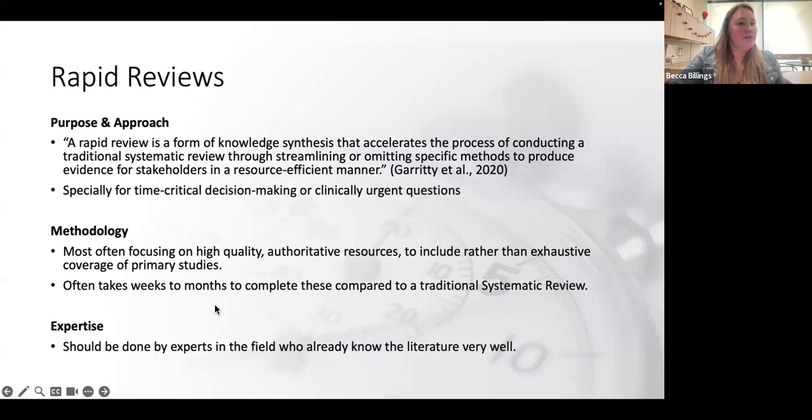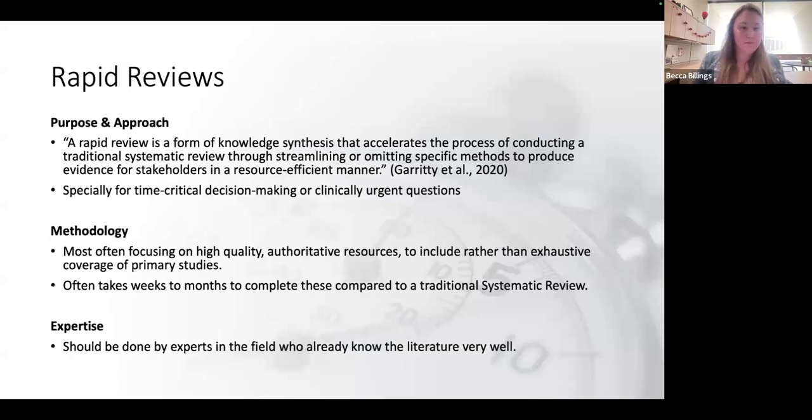All right. So next we have rapid reviews. Basically, rapid reviews are a systematic review that has an expedited methodology. So there is something about the methodology that is being omitted so that you can get the evidence quicker to stakeholders. So these are really only done for time critical decision making or clinically urgent questions. Sometimes we'll get requests for rapid reviews, but it's really just a literature review that they want, and they want the results quickly. So that is much different.